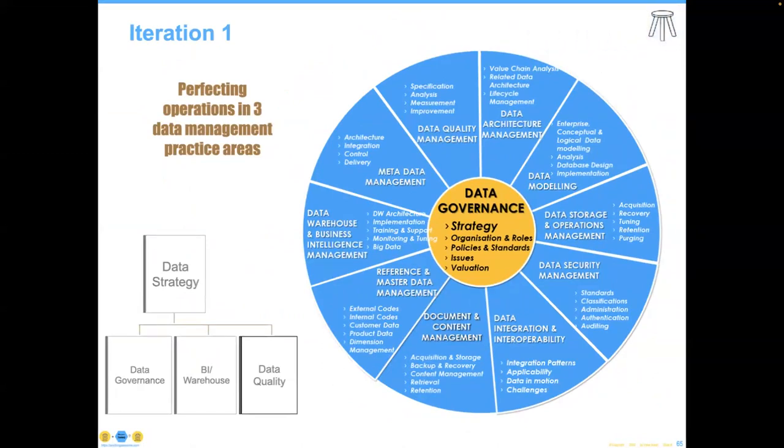The reason I bring it up is that most of these things don't work very well on their own. It's really best to approach them as combinations of three, but not seven. It's just a few, a couple supporting each other. In the first iteration of the problem, for example, we might take one experience point by trying to do some data quality, some data warehousing, and some data governance.